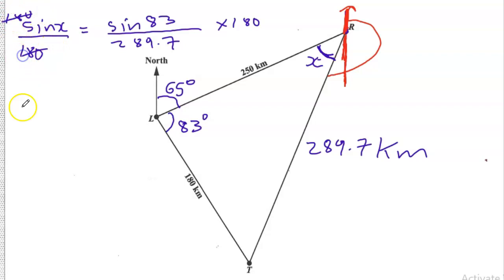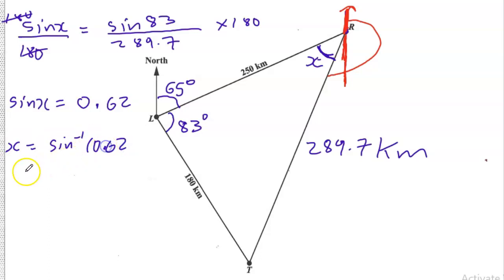These 180, so I'm left with sine X equal to sine 83 times 180 divided by 289.7, which would give me 0.62. So X would be sine inverse 0.62, which would amount to 38 degrees if I'm using the nearest degree. So this angle will be 38 degrees.